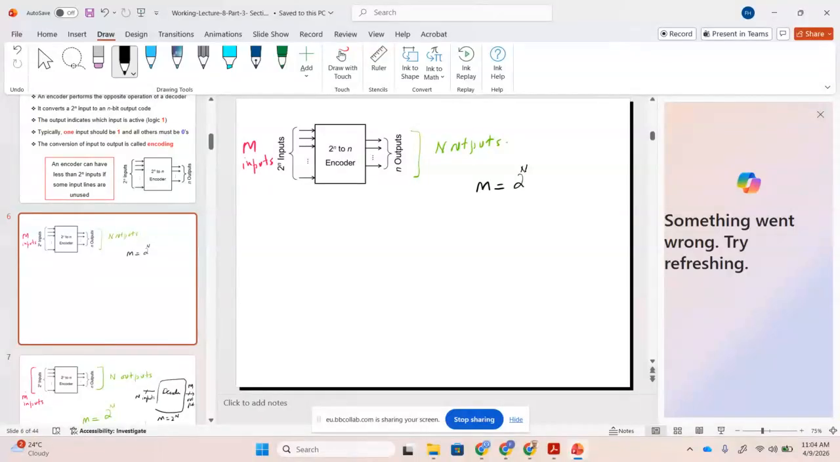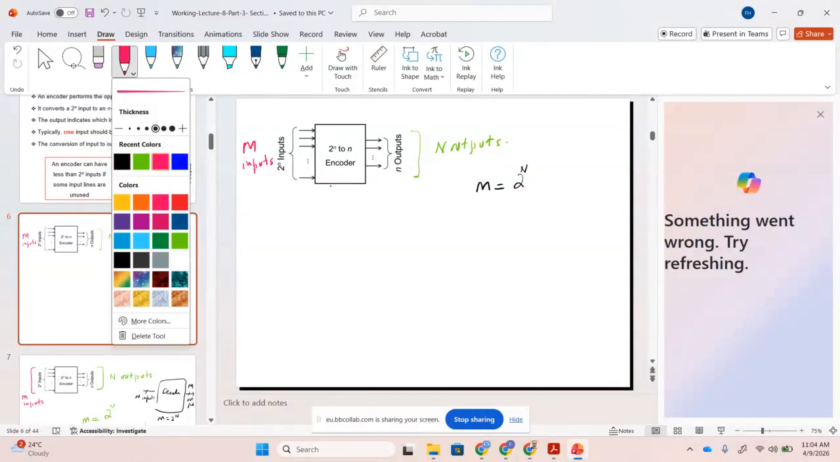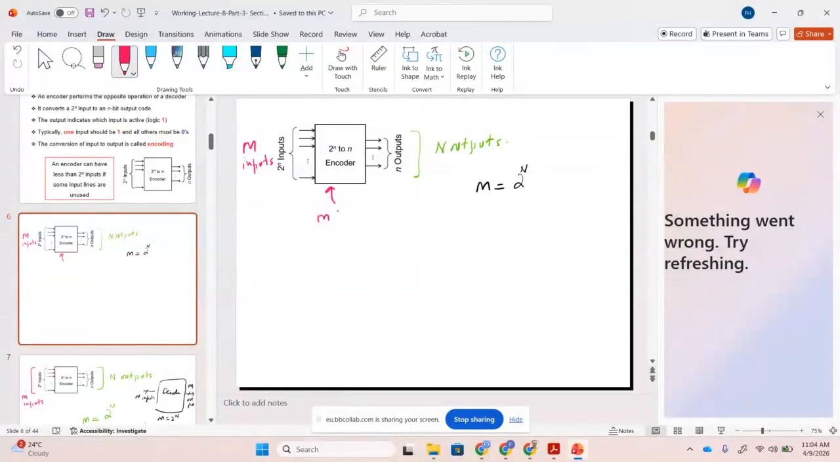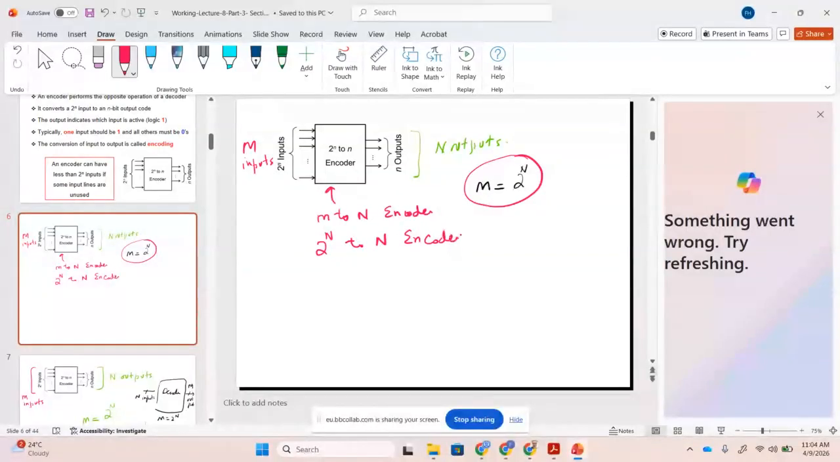So how can we write an encoder? If the input is m, we can call it an m to n encoder. And what is m? M is 2 to the power n, so this is a 2 to the power n to n encoder. Got it? Any question?